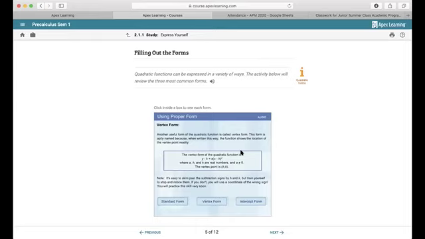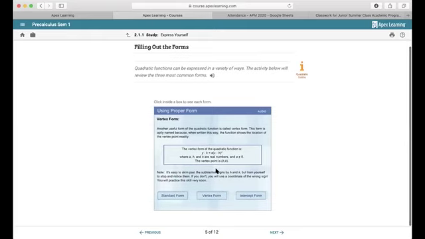So the vertex form of our quadratic function is y minus k equals a times (x minus h) squared, where y minus k uses the y variable of our vertex point and x minus h uses the x coordinate of our vertex point. Again, a, h, and k have to be real numbers, and a cannot be 0.